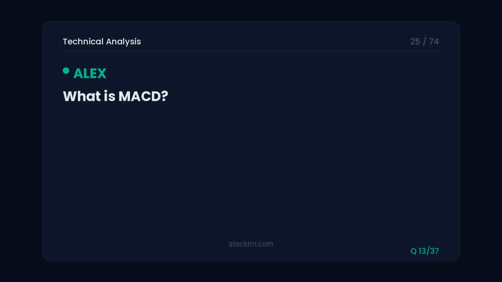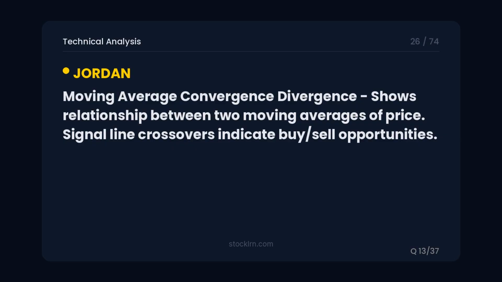What is MACD? Moving average convergence divergence shows relationship between two moving averages of price. Signal line crossovers indicate buy-sell opportunities.